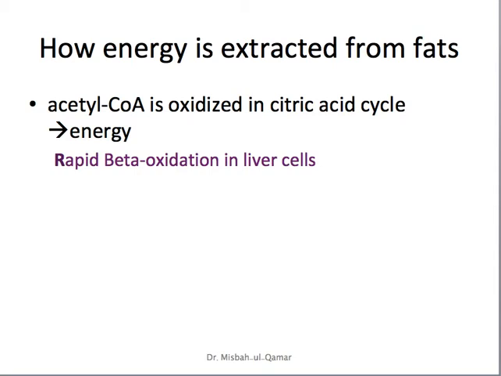Well, the question is how energy is extracted from fats. You see, neutral fat is first split into glycerol and fatty acids. Then fatty acids are split by beta oxidation into two carbon acetyl radicals that form acetyl coenzyme A. Acetyl coenzyme A can enter the citric acid cycle and it can be oxidized to liberate energy. What you need to keep in mind is that beta oxidation can take place in all cells of the body, but it occurs especially rapidly in hepatic cells.